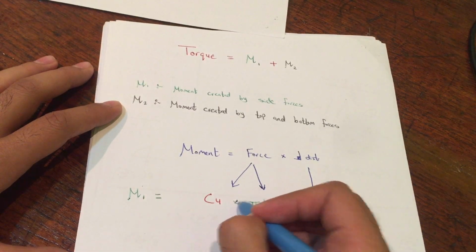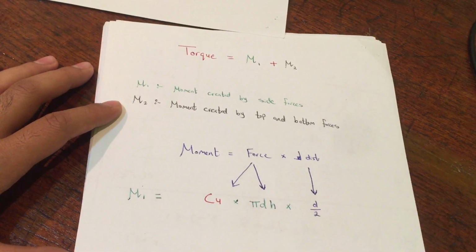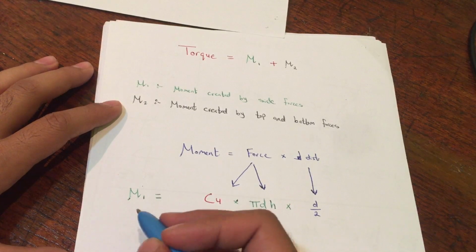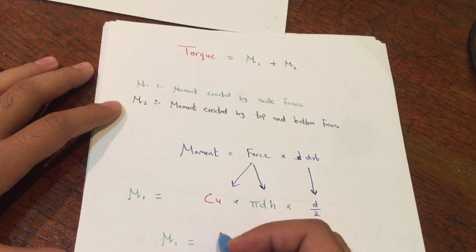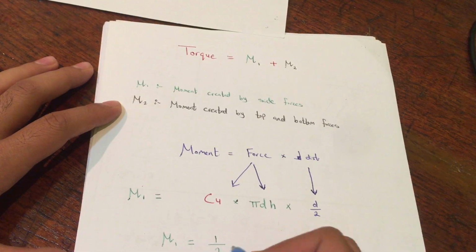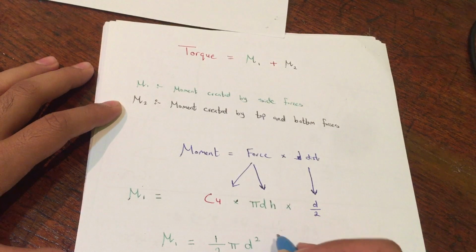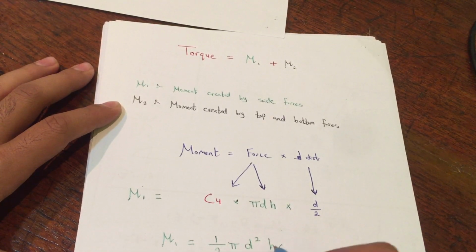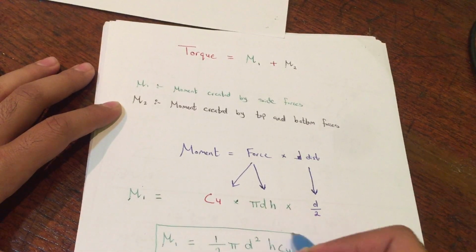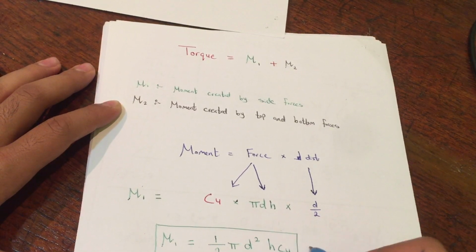When I multiply all the terms together, I can get my moment number 1 in this shape, pi d squared h Cu, sorry. So this is my moment number 1.